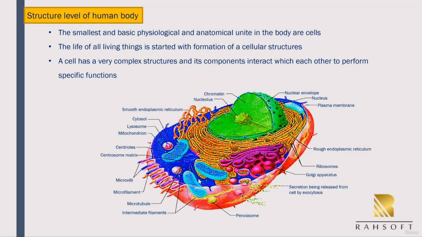Now let's talk a little bit about cells. At the smallest and most basic level of anatomy and physiology, and for the human body itself, the smallest structure is the anatomical unit of cells. They are the life of all living things, and everything starts at the cellular level with cells. Cells have a very complex structure, and their components interact with each other and internally to perform very specific functions. I know this is probably a review for you, but I'll go through it quickly just to give you a rundown of what cells are, in case you need a brush up.